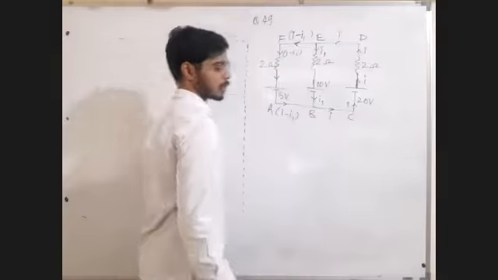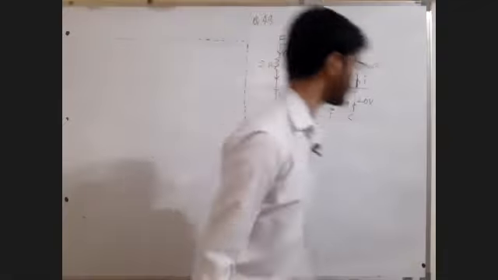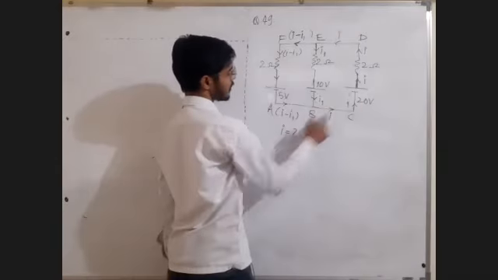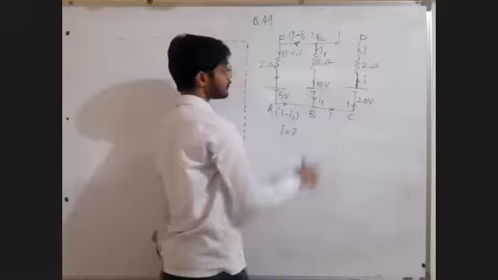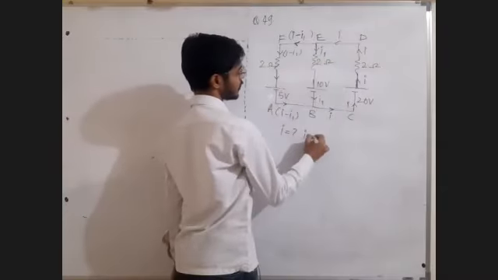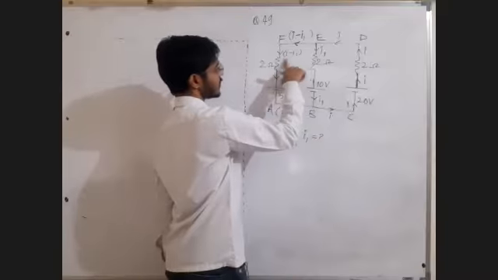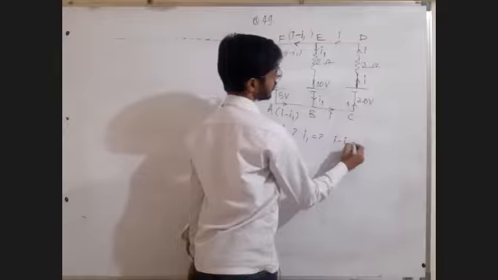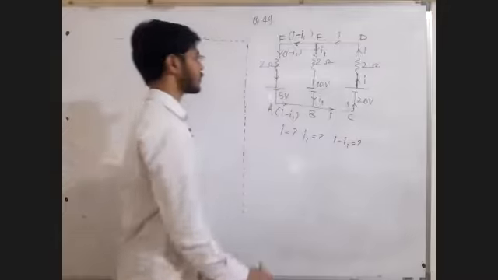Let's check which of these currents come out to be positive and which come out to be negative. We want to find I, the current in the first branch or battery. The current in the second branch is I1, and the current in the third branch is I minus I1. These are the three currents that I want to find. Okay, everyone concentrate.